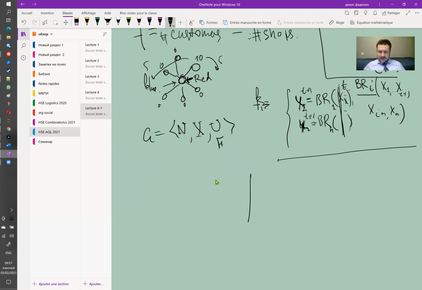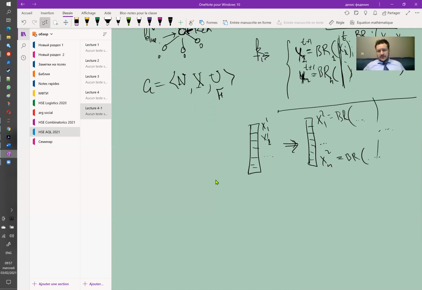It looks like if you have a vector of strategies, then we transform it to another vector that is a best response to the inputs of the previous ones, and so on. Well, it is known that sometimes we cannot get the equilibrium using this method because we have to find the right vector.